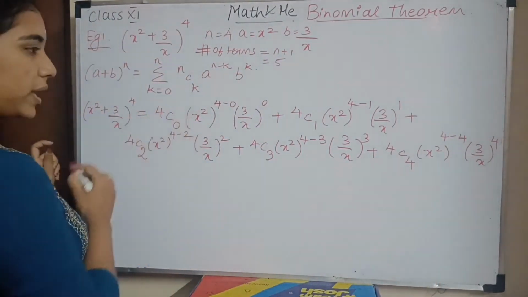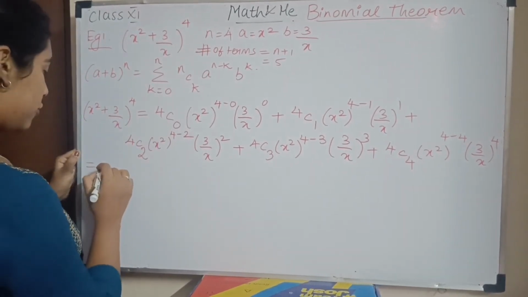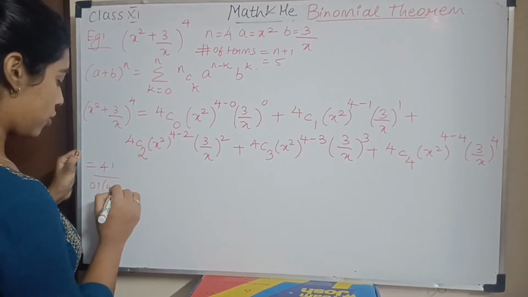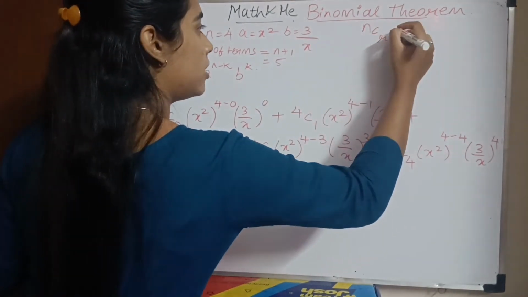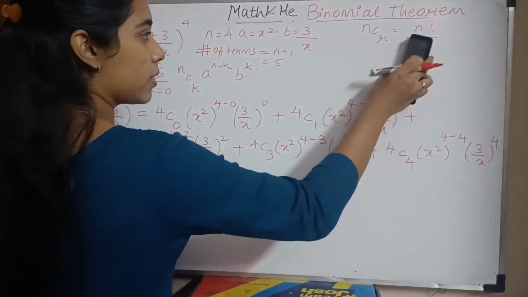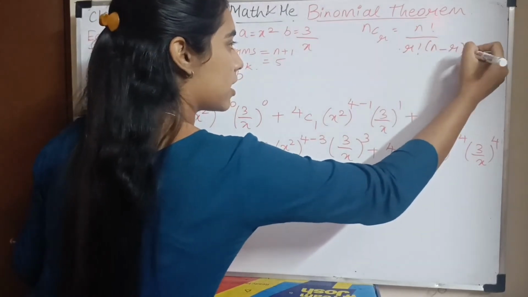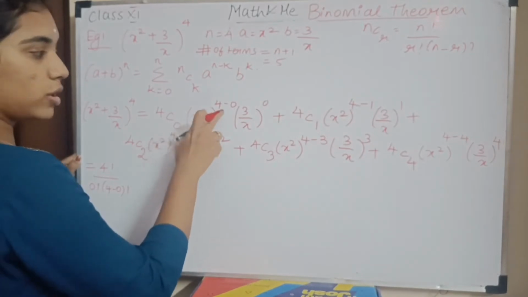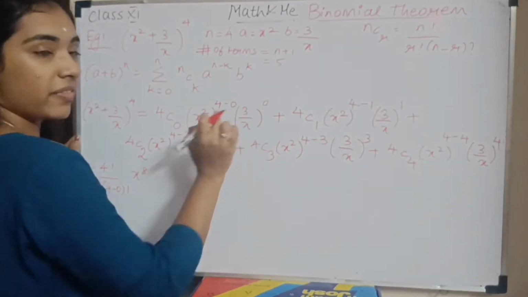So now let me open everything. So I have 4C0 in there. It is 4 factorial divided by 0 factorial times (4 minus 0) the whole factorial. What is nCr? n factorial divided by r factorial times (n minus r) the whole factorial. So that is the formula I am using. So I have x square to the power 4, which is x to the 8. Any term to the power 0 is 1.